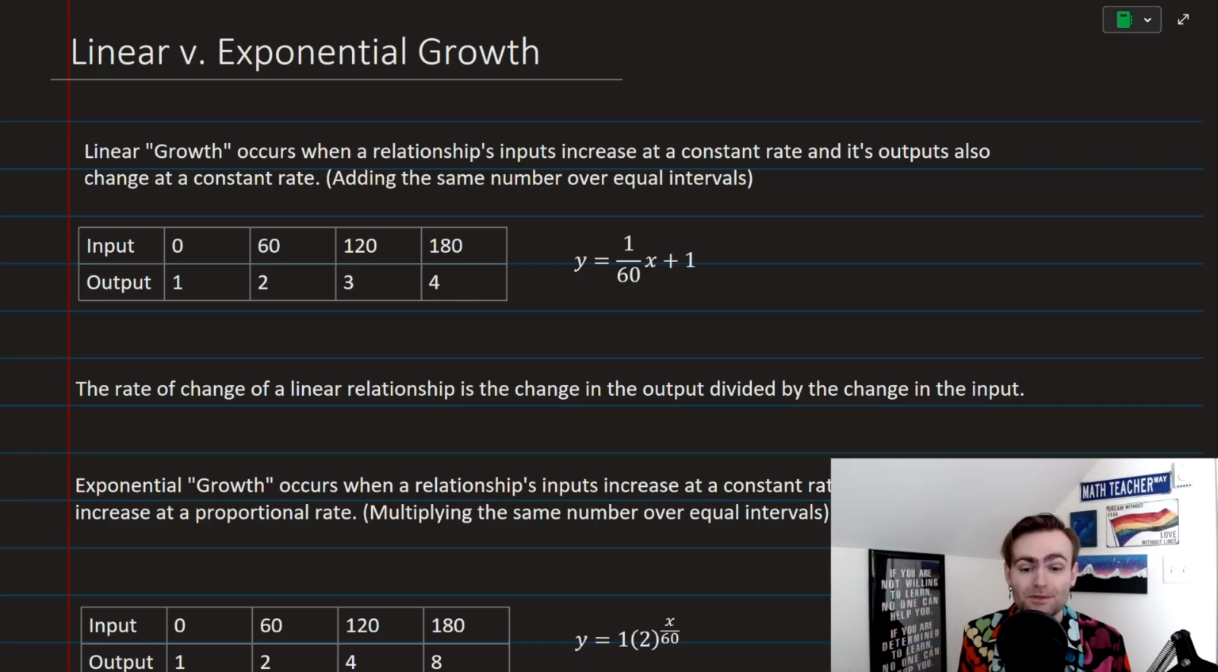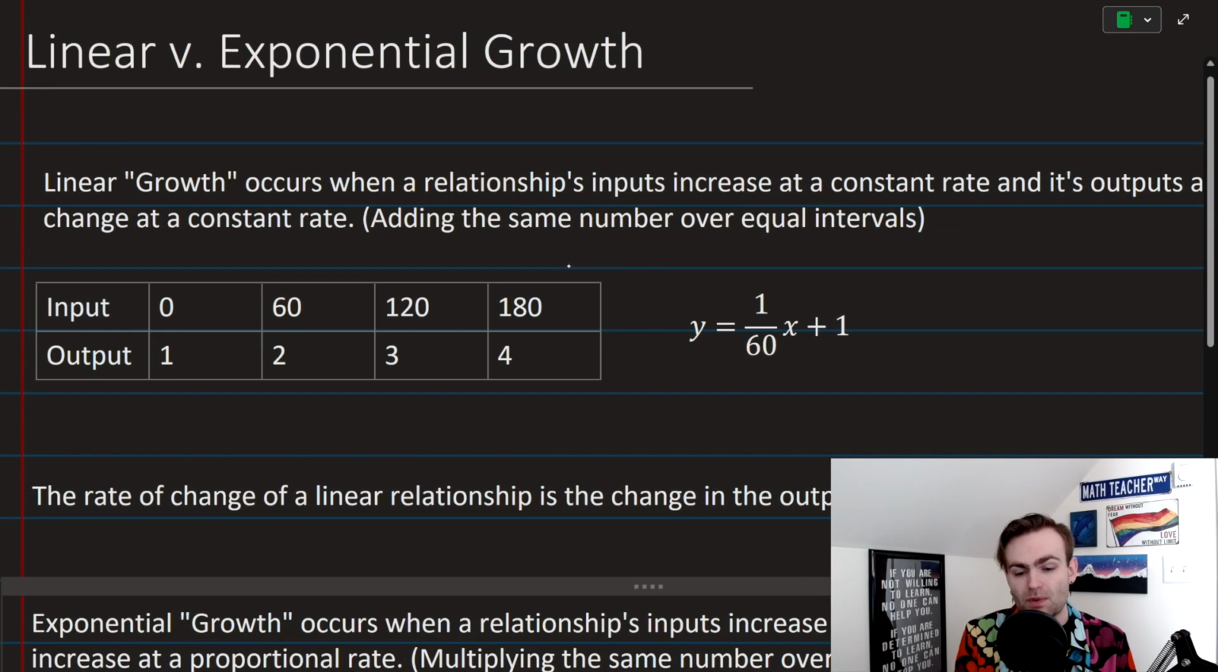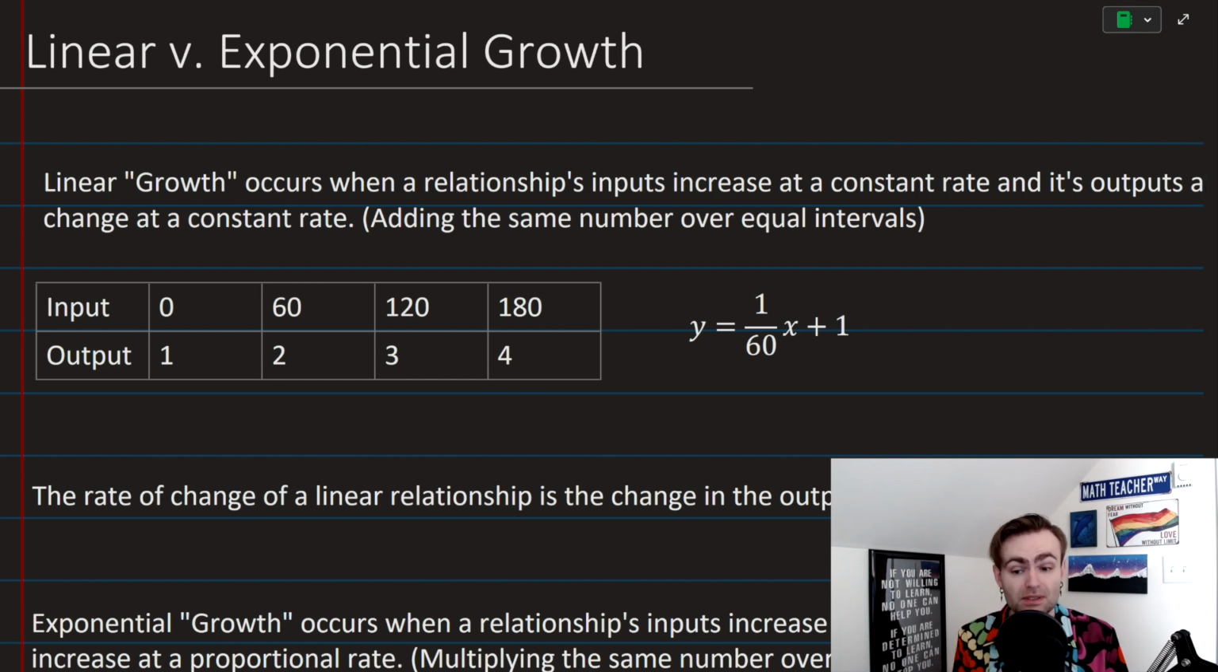So let's talk linear versus exponential growth. Linear growth is something you're probably very familiar with. It is when you have a relationship where the output is increasing by a constant rate of change, aka we're adding the same number over consecutive intervals, over the same amount of time. If we look at this relationship, we can see for every 60, we are adding 1 to the output. So that would be a linear relationship.